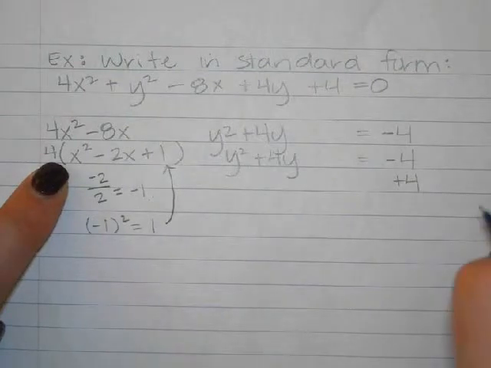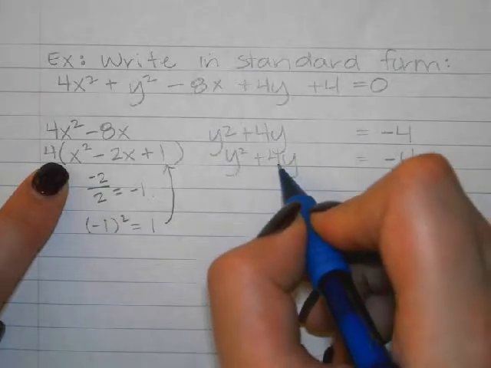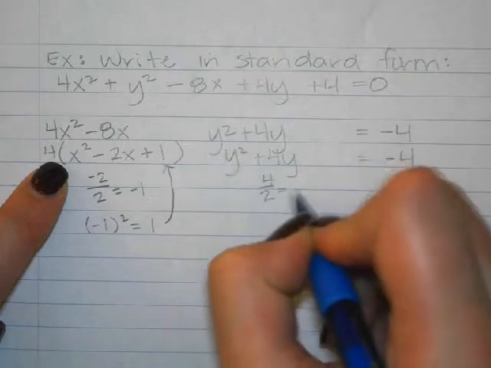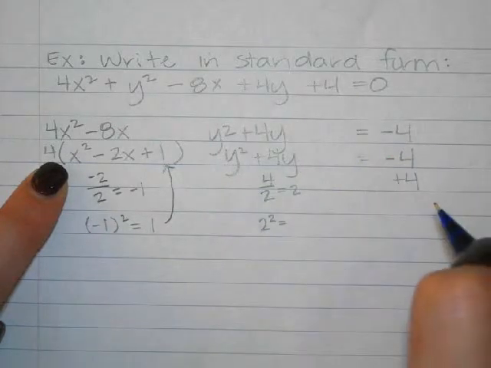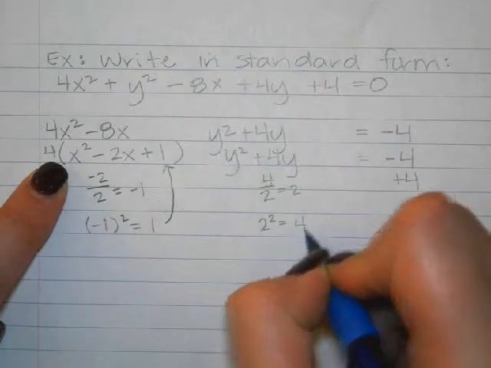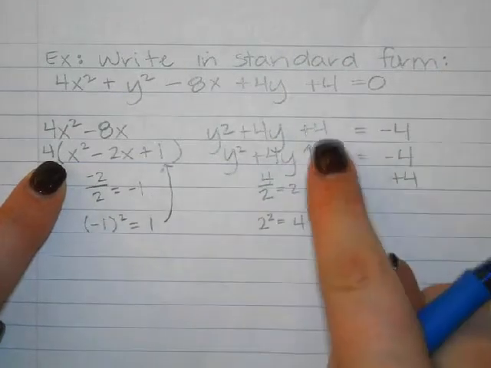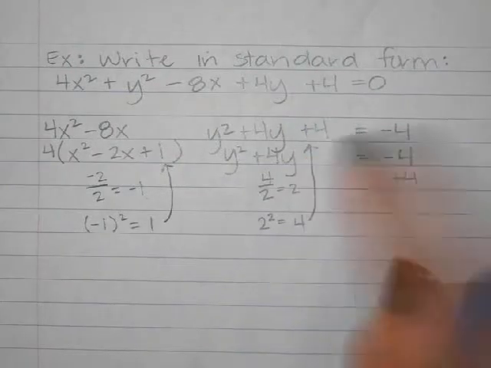And we do the process again. So here's our b value. Divide by 2. And then square it. 4. And so we add the 4 up here. And since I add 4 to the left side, what do I do to the right side? Add 4.